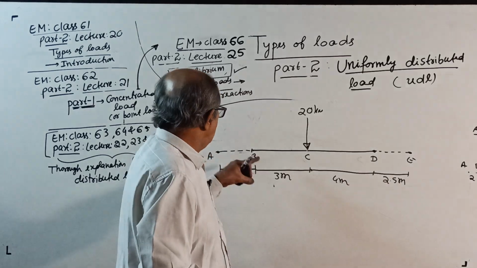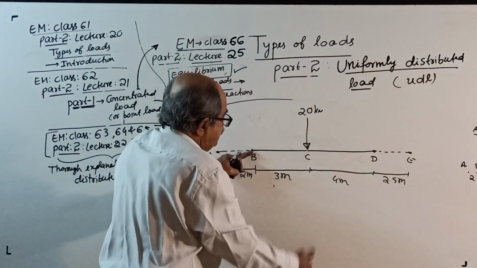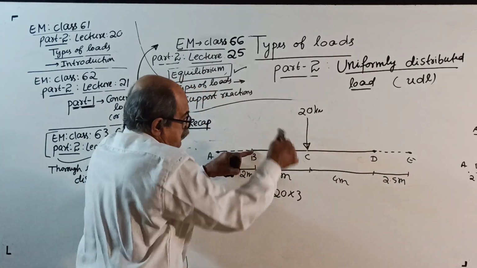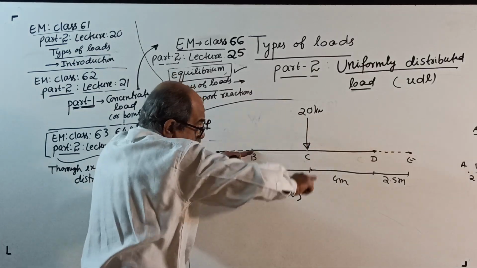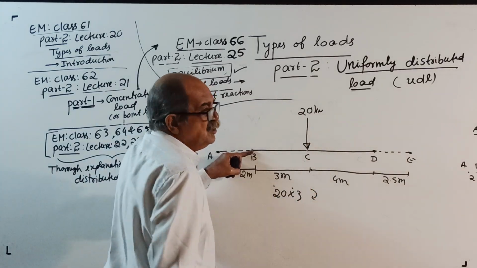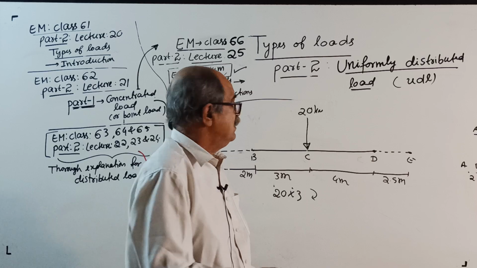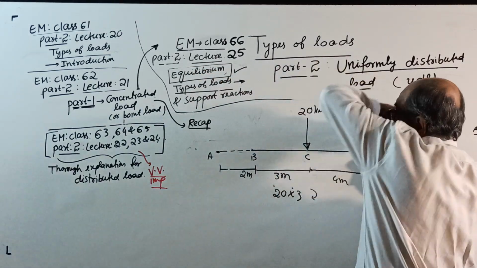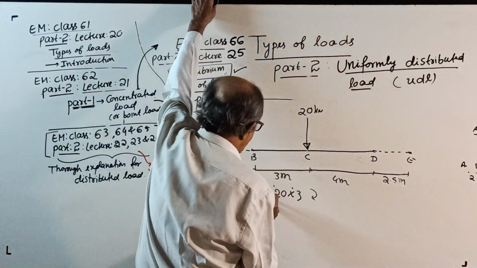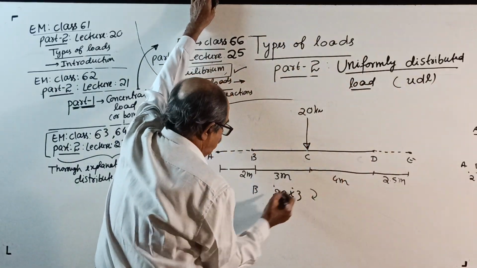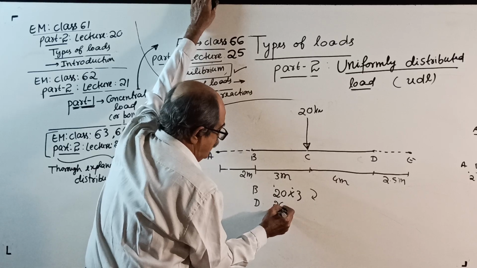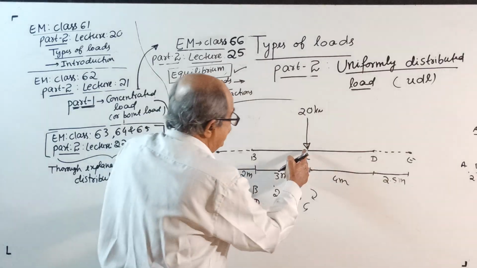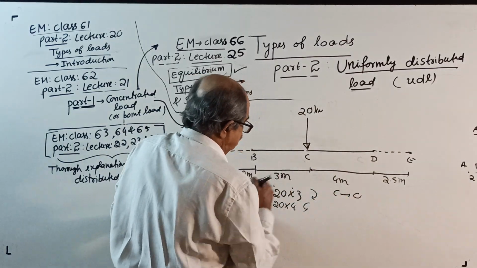Then I told first, moment about B. 20, see I told here, 20 into 3. I put some dot here to understand. 20 into 3, clockwise I told. Unit I am not writing, kilonewton meter. Then I told moment about D. 20 into 4, anti-clockwise. This is about B I told. When I want moment about D, I told 20 into 4, this way, kilonewton meter. Then I told moment about C is 0.